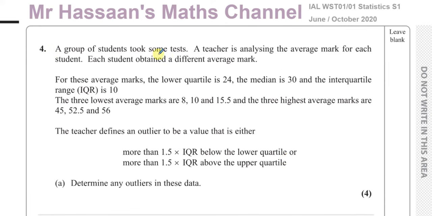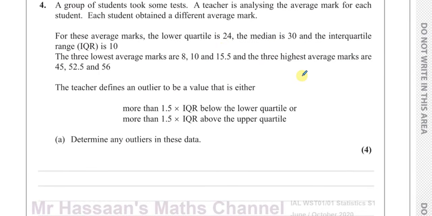Now, a group of students took some tests. A teacher is analyzing the average mark for each student. Each student obtained a different average mark. For these average marks, the lower quartile is 24. The median is 30. So let me just start writing some of these things down. The lower quartile, Q1, is 24. The median, Q2, is 30. They've told us the interquartile range is 10.